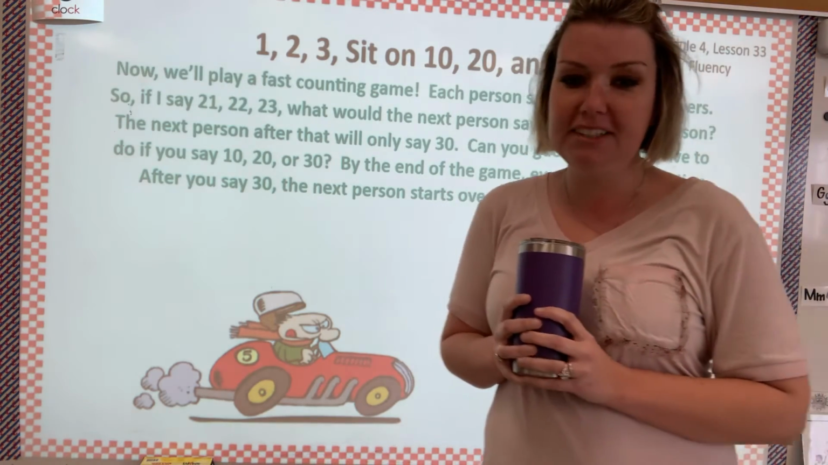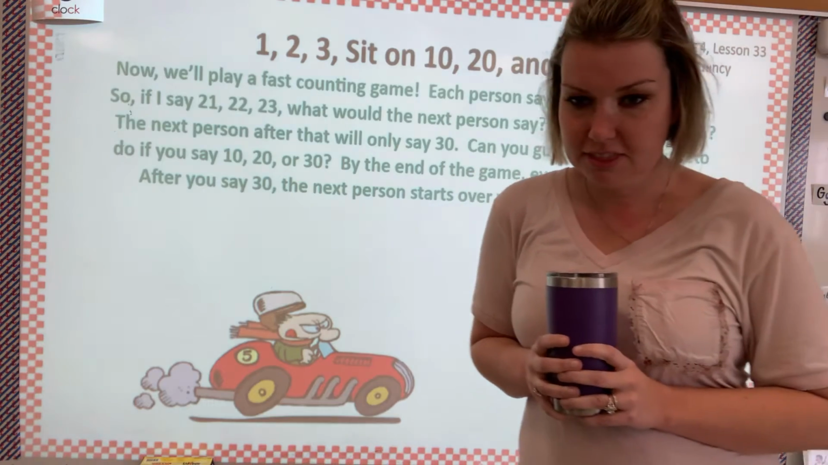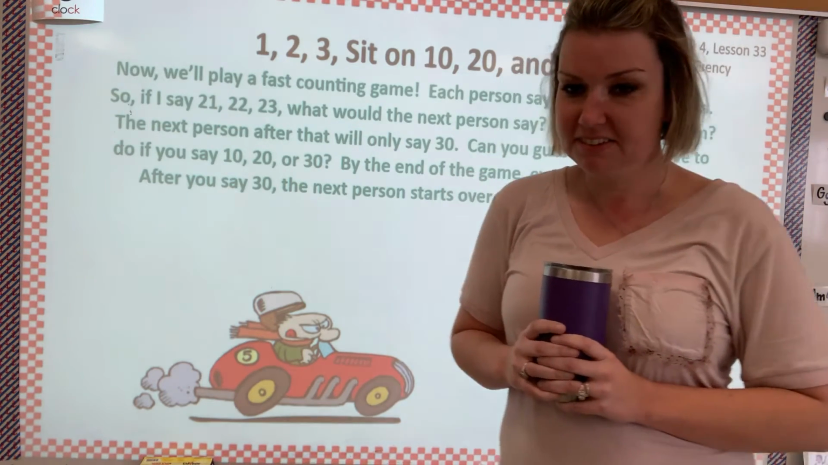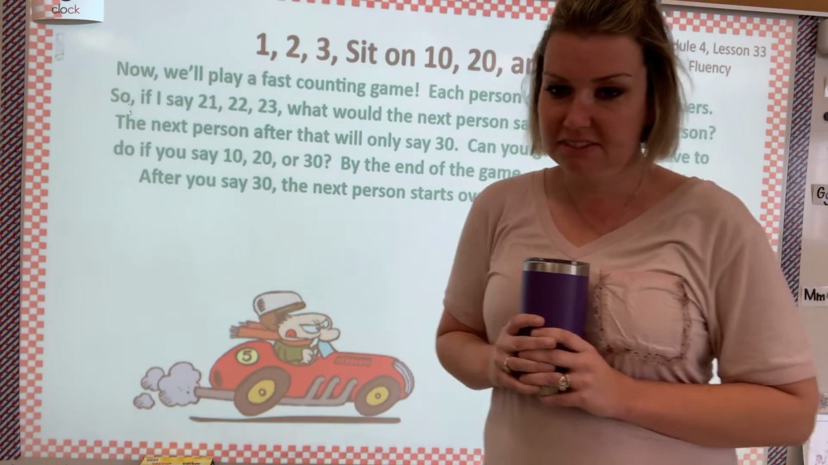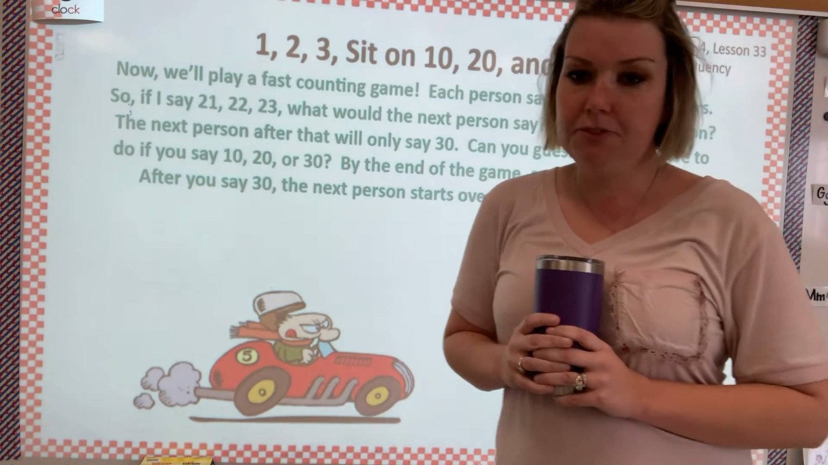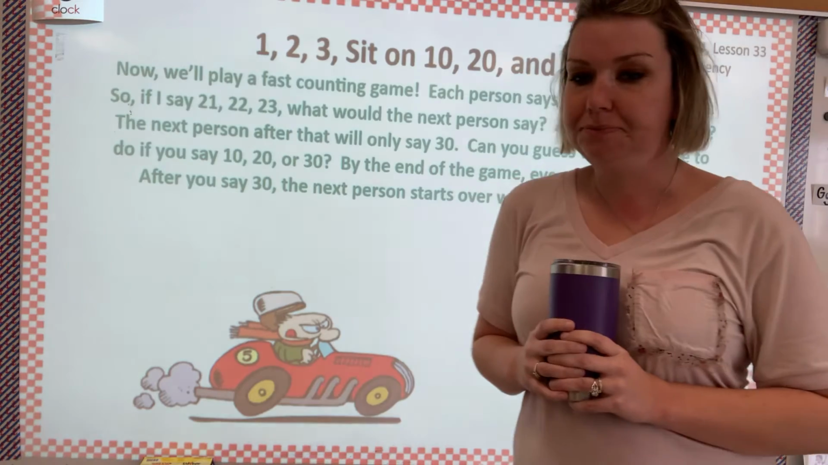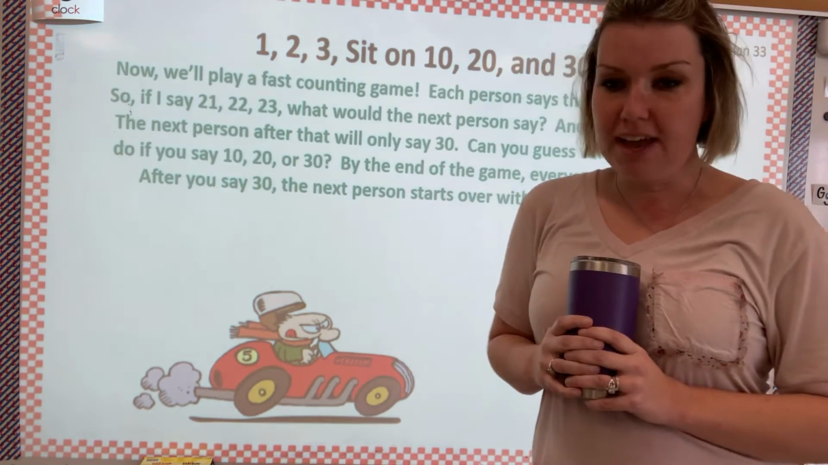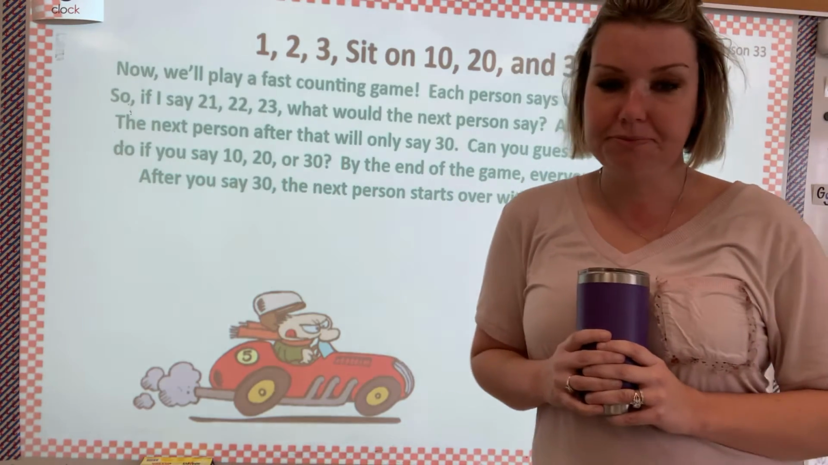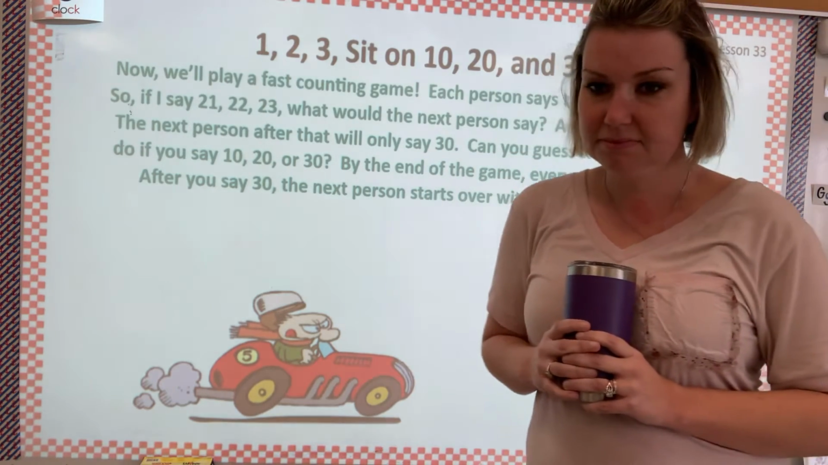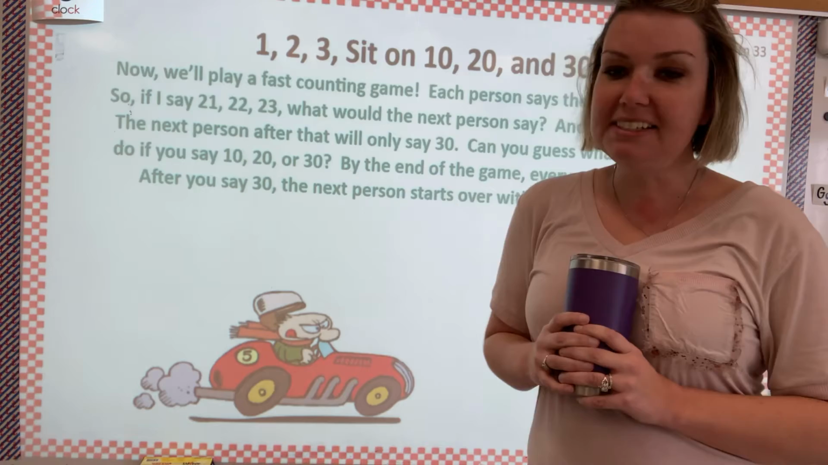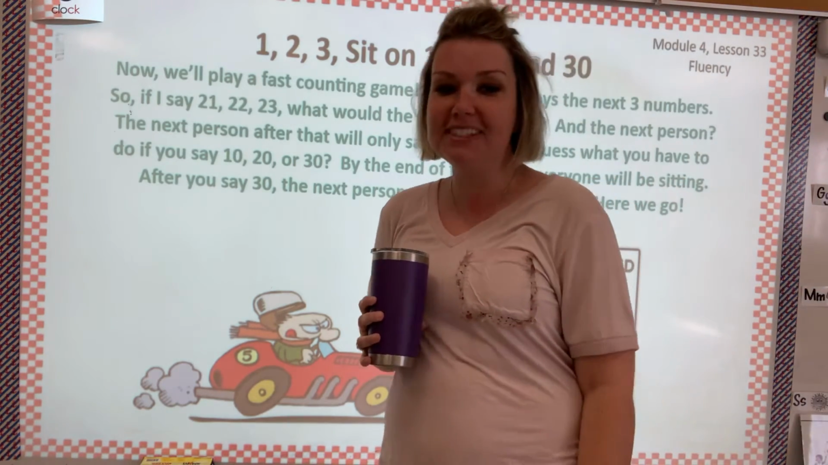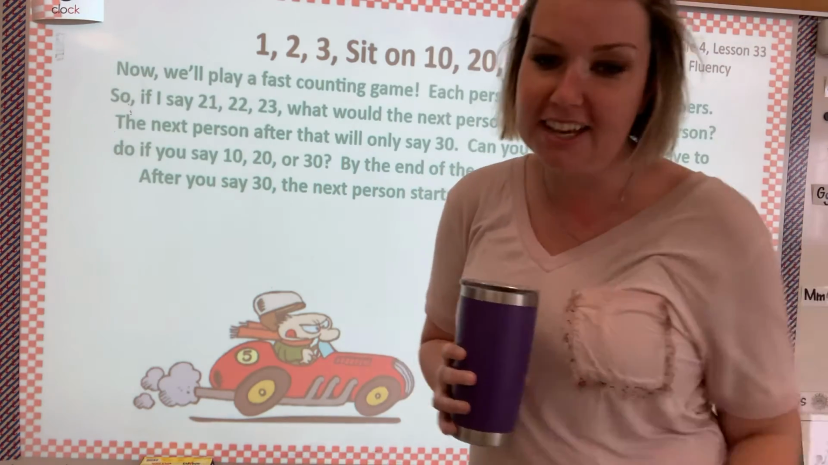What comes after 10? 11, 12, 13. Grant? What comes after 13? 14, 15, 16. Ryan? 17, 18, 19. Grant? 20. Yep. So our winner is Ryan. He's the last one standing.